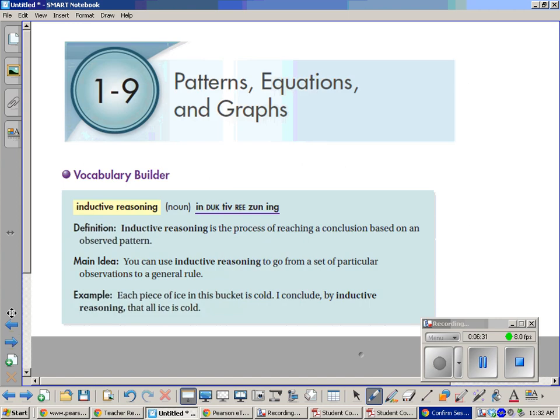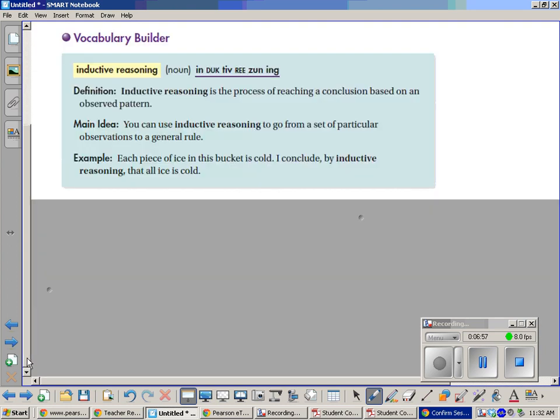Now we're going to do section 1.9, which involves patterns, equations, and graphs. First thing we're going to talk about is inductive reasoning. In the last section, we talked about deductive reasoning. I think that was section 1.7. Deductive reasoning is where you're using some equation or definition to prove something is true. In this case, inductive reasoning is kind of a trial and error or an observation to get the right answer.